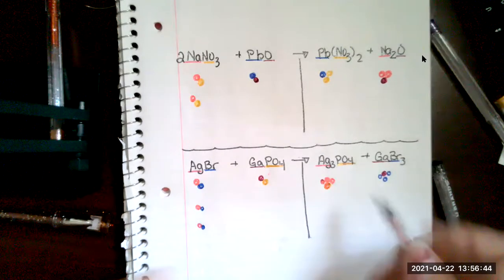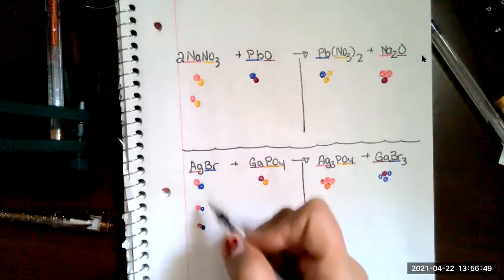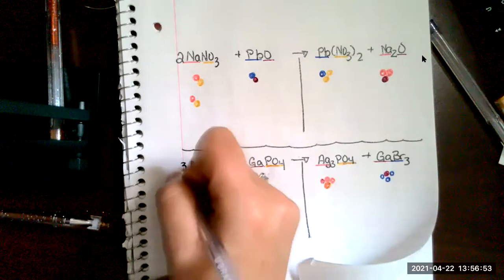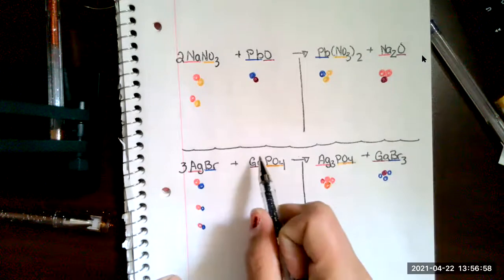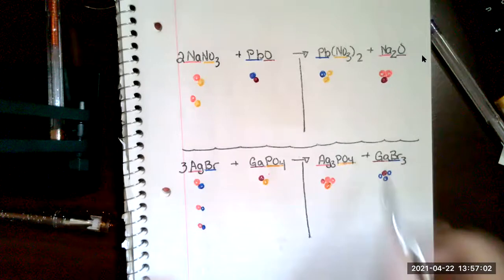And then you can write your coefficients. The coefficient here is 3 because I have 3 molecules of it. I have 1 molecule of gallium, so I don't have to write a coefficient because I already wrote it 1 time. I only have 1 molecule and 1 molecule, so no coefficients because coefficients are 2 and higher.